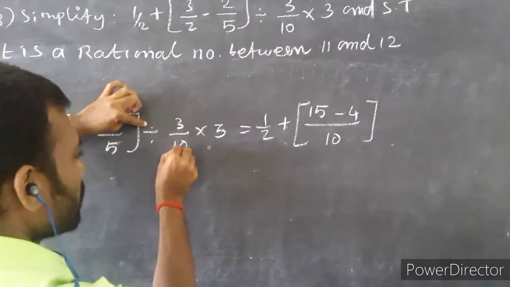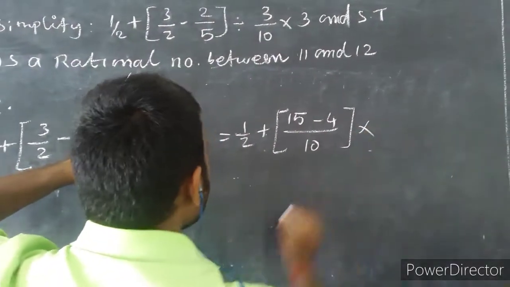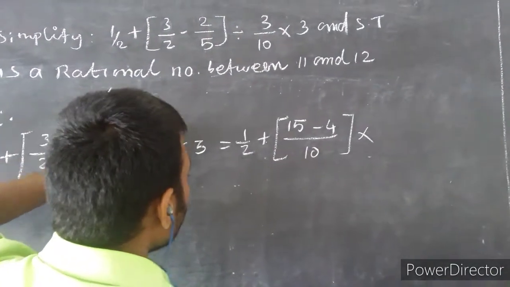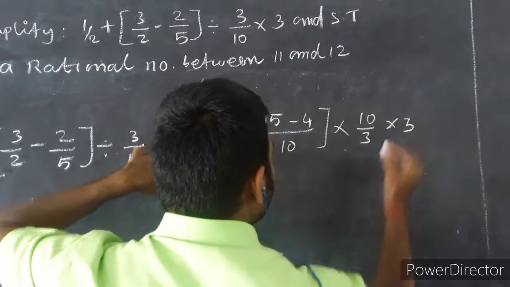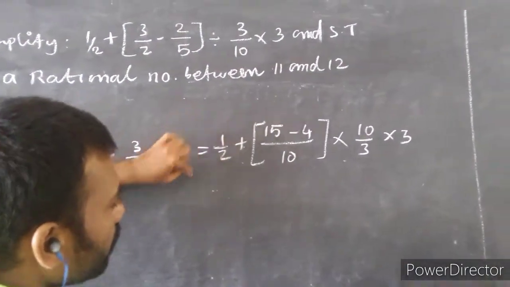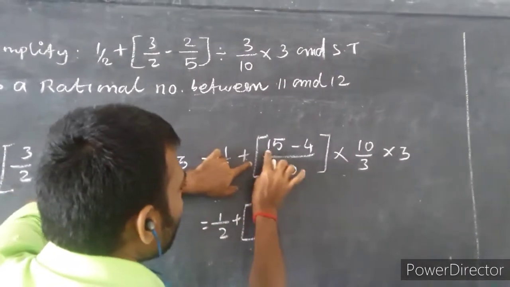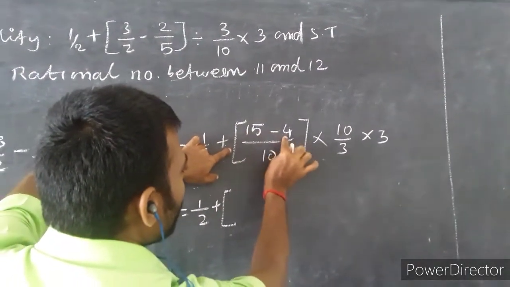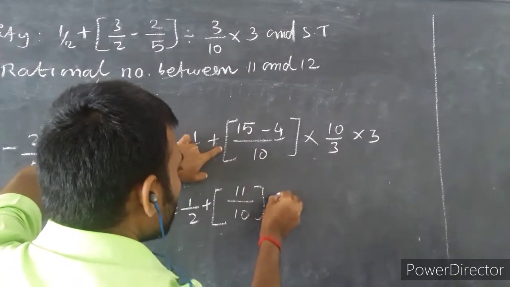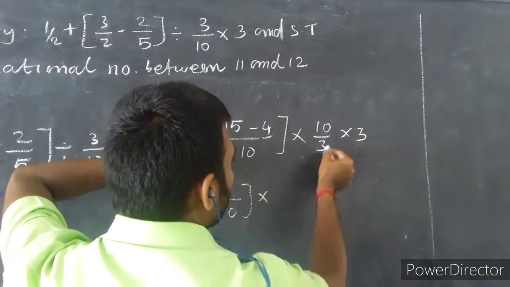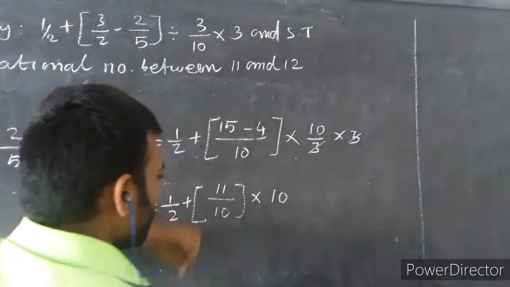We solved these steps last class: for division, we take the reciprocal. So 3/10 reciprocal is 10/3. Then we solve this step: subtract the numerators, 15 minus 4, the answer is 11. So 11/10. Next, cross-wise cancel: 3 and 3 cancel, so the remaining number is 10.